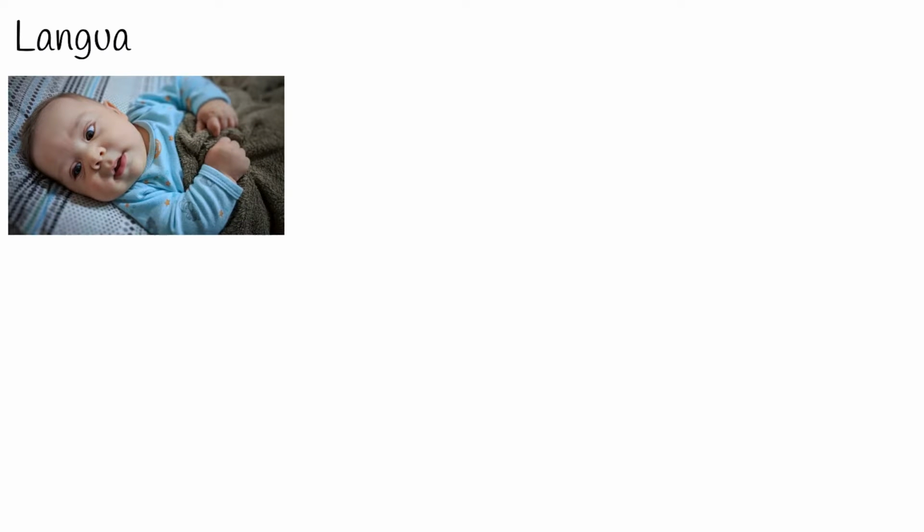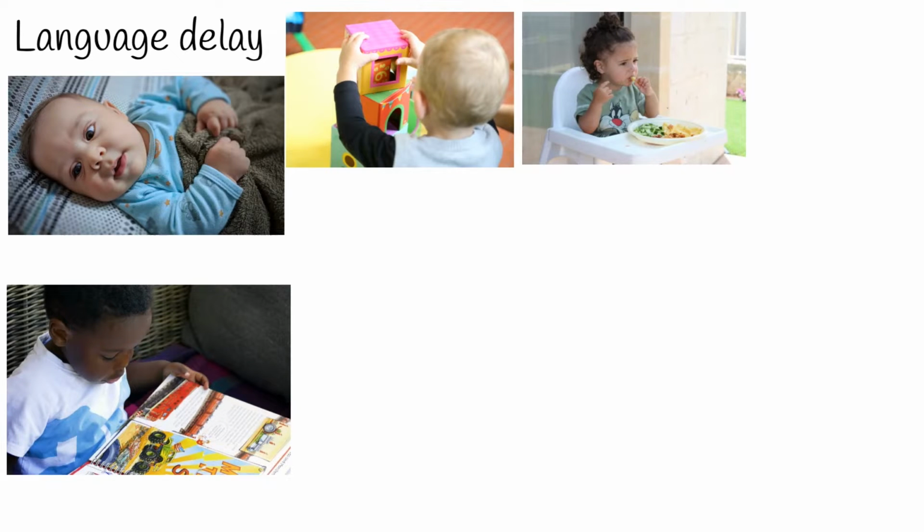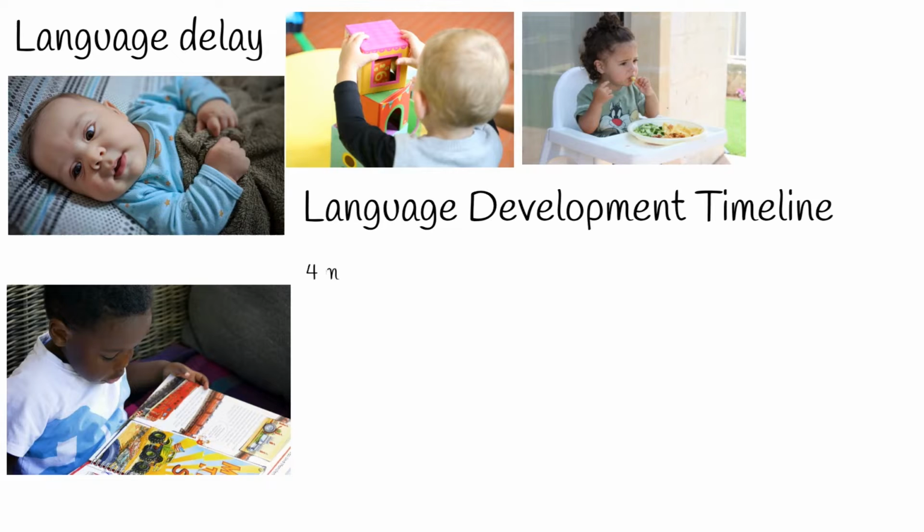Language delay is when a child fails to develop language skills at the usual age-appropriate period. Language delays are distinct from speech delays, in which a kid might use words and phrases to express ideas but be hard to understand. First, we will list important milestones of the language development timeline, then discuss common causes of speech and language delay.